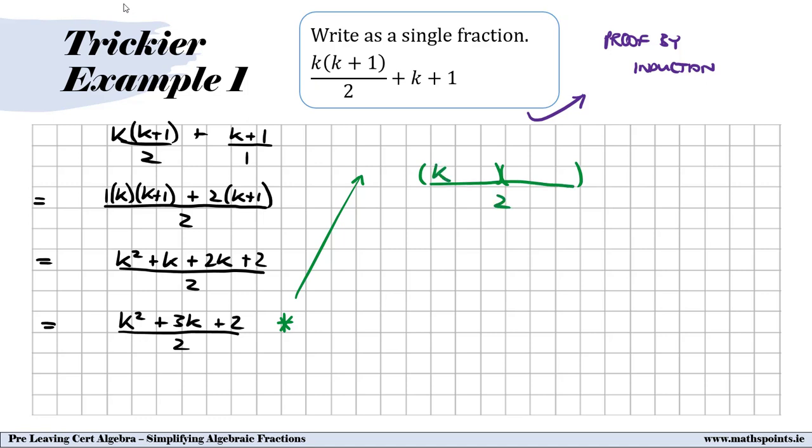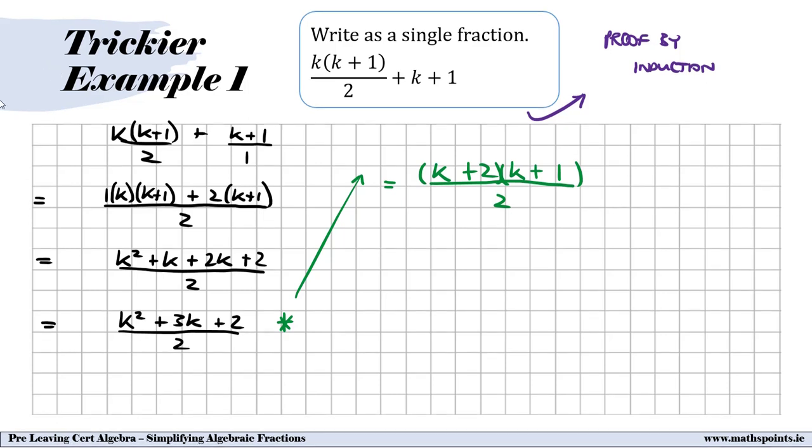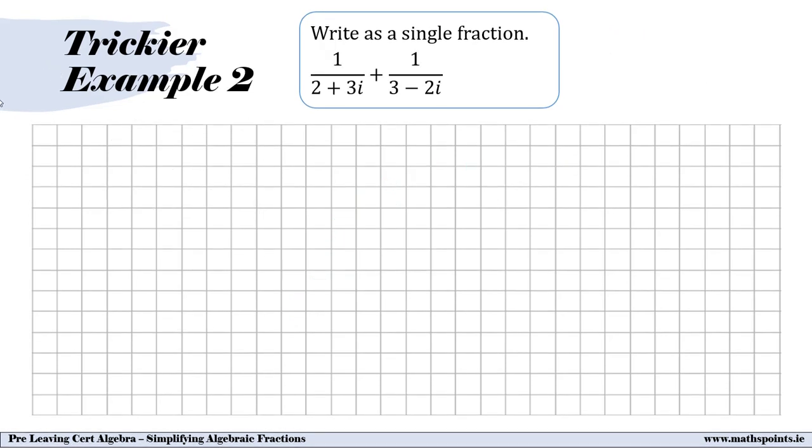So we have a k and a k. We're looking for two numbers that multiply to give 2, so that's going to be 2 and 1, and we have to make plus 3k, so it's going to be plus 2k plus 1k, and that's the factorization of our quadratic on the top. And so that little extra step would have to be done in the proof by induction question.